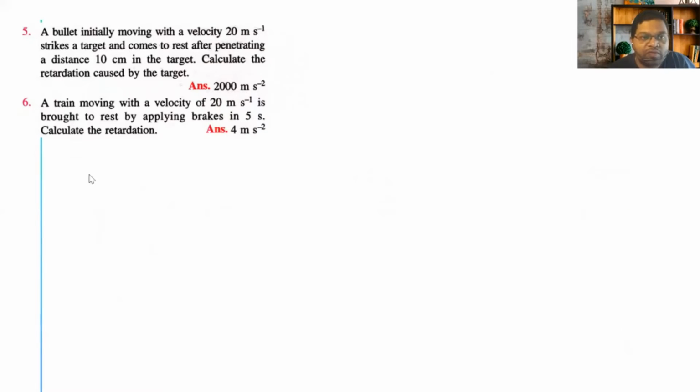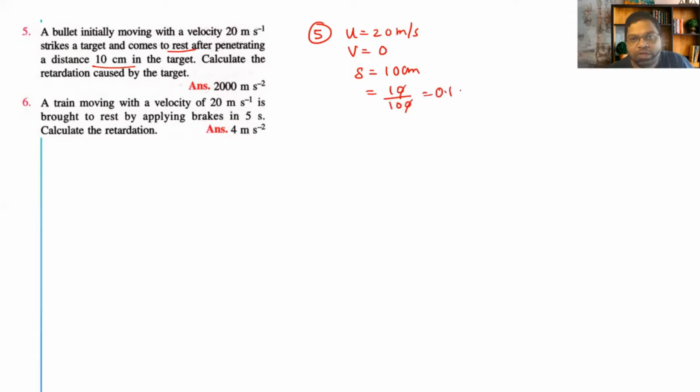In question number 5, let me write: a bullet initially moving with a velocity of 20 meter per second, so u is equal to 20 meter per second, strikes a target and comes to rest. So that means v is equal to 0, and it penetrates a distance of 10 centimeters. So s is equal to 10 centimeter, which will be 10 over 100, which will be 0.1 meter. Now you have to calculate the retardation.